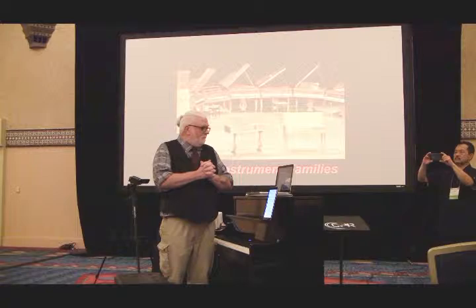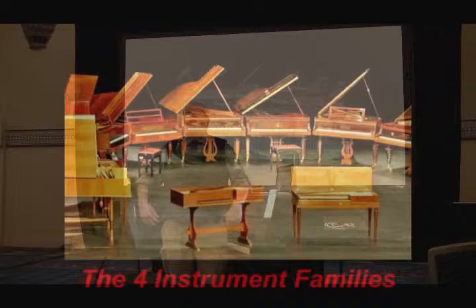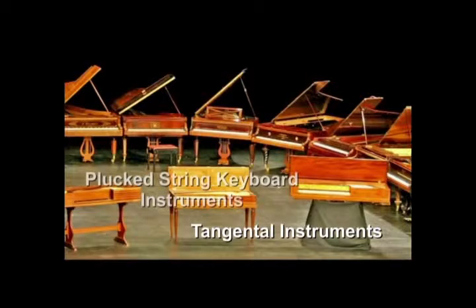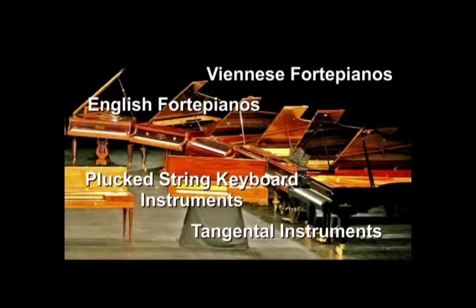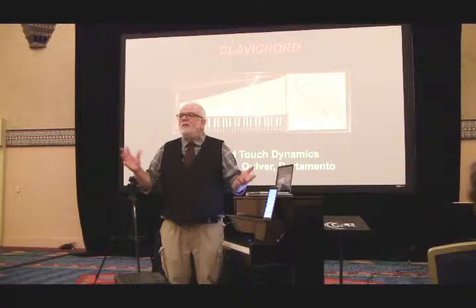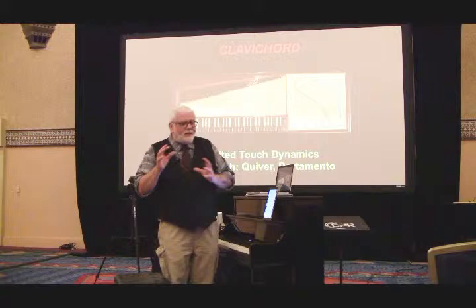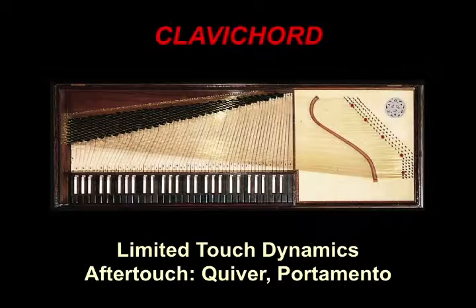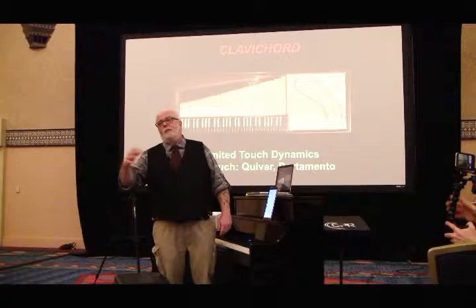We have four instrument families: the tangent instruments, the plucked string keyboard instruments, the Viennese forte pianos, and the English forte pianos. Our next guest is the clavichord. The clavichord starts about 1400, 1500. It has a kind of key touch dynamics. It's not very loud, so your neighbors will love it. And it offers vibrato and portamento as aftertouch, what we can do 250 years later.